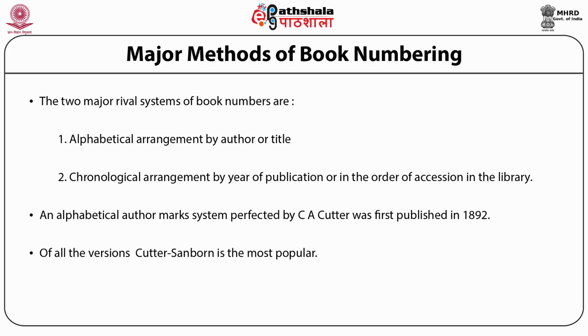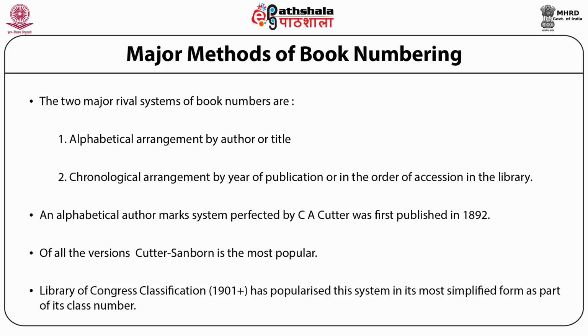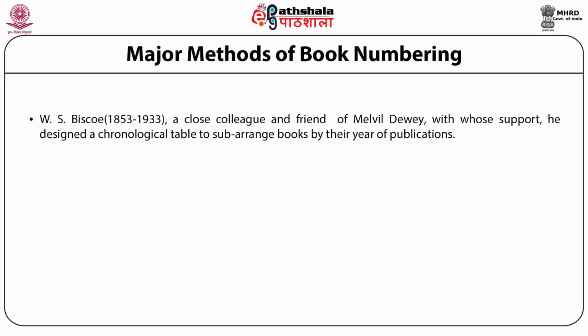Author table. Library of Congress classification, which was first published in the year 1901, has popularized this system in its most simplified form as part of its class number. W.S. Biscoe, a close colleague and friend of Melville Dewey, with whose support he designed a chronological table to subarrange books by their year of publication, and this method was also supported by Melville Dewey.